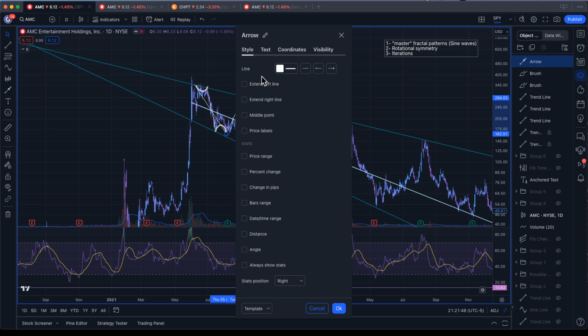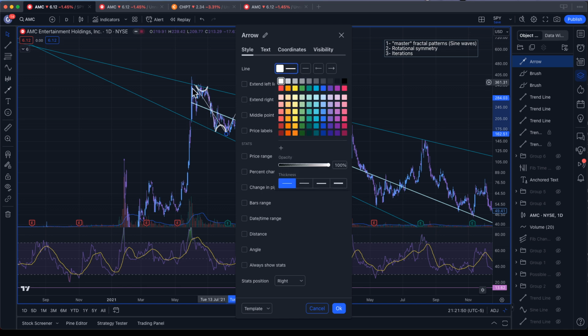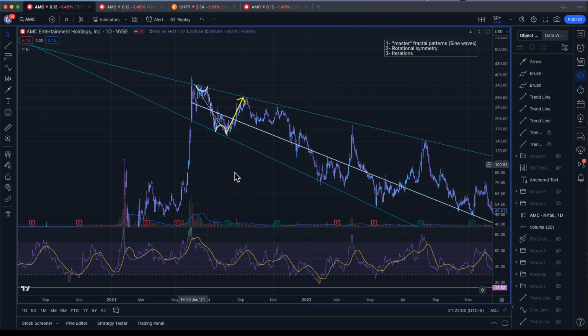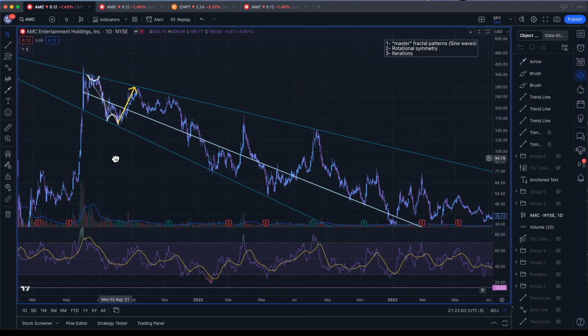So this is really important. There's a rotation, which is a distribution followed by an accumulation along this channel down. This is the pattern that's been happening for the last 2 years. Why would this be exciting? Well, because of where we are now, and I'm going to get to that.